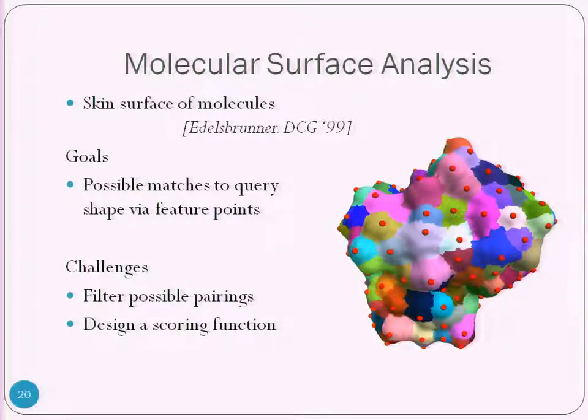And the second application that we are considering right now is the molecular surface analysis. And this is based on the skin surface model by Edelsbrunner and others. The goal over here is to extract feature points based on the Morse-Smale complex and curvature. And we're looking at filtering possible pairings and designing a good scoring function to match a given query shape to different regions of the given overall shape.